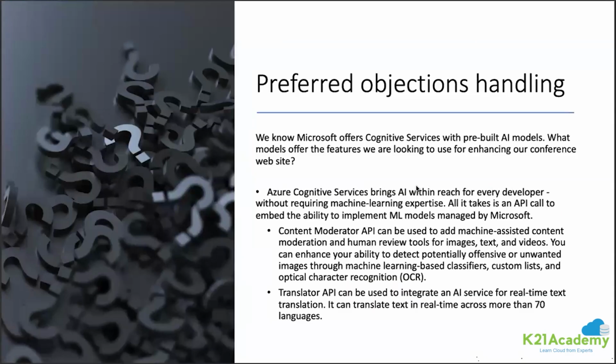Another preferred objection handling: we know Microsoft offers Cognitive Services with pre-built AI models. What model offers the feature we are looking to use for enhancing our conference website? So for AI-related Azure Cognitive Services, we can use the Content Moderator API and the Translator API. These APIs can be used to integrate an AI service for real-time text translation, and it can translate text in real time across more than 70 languages.